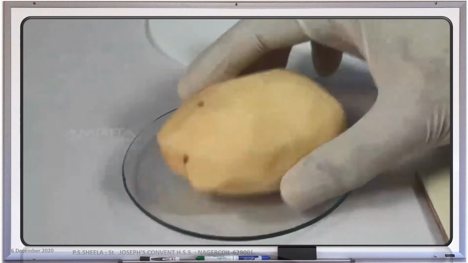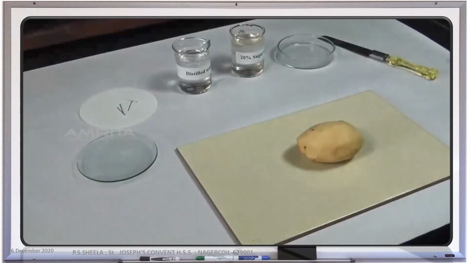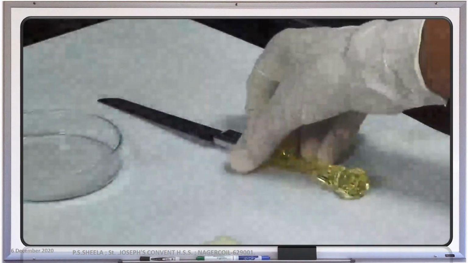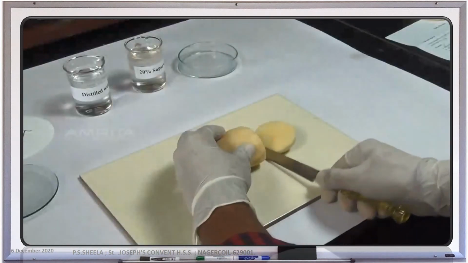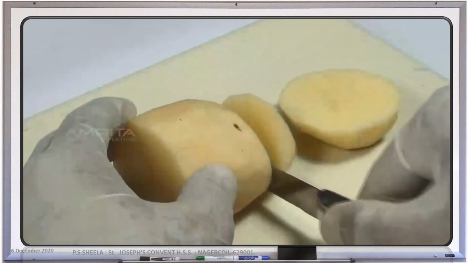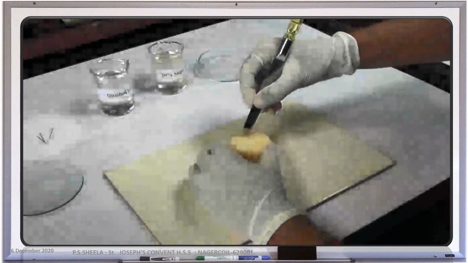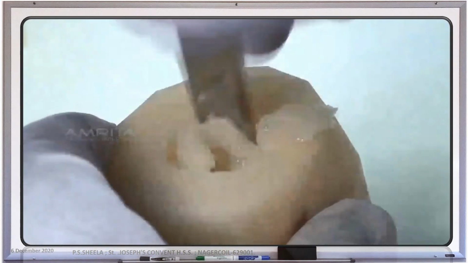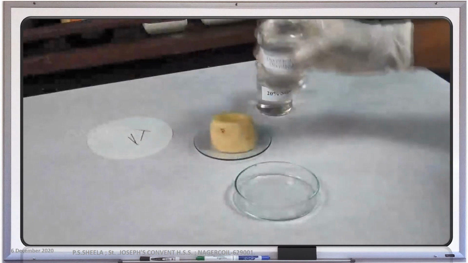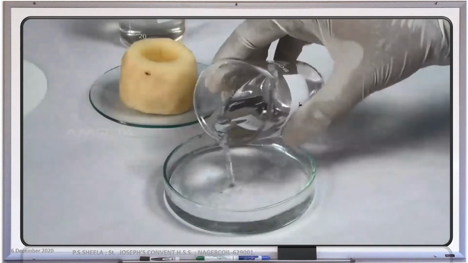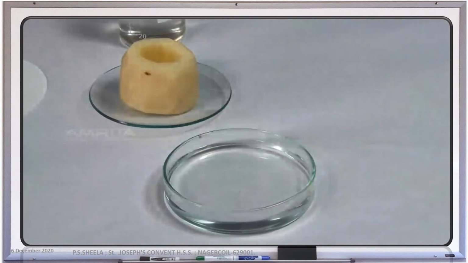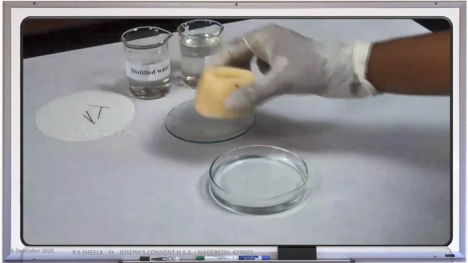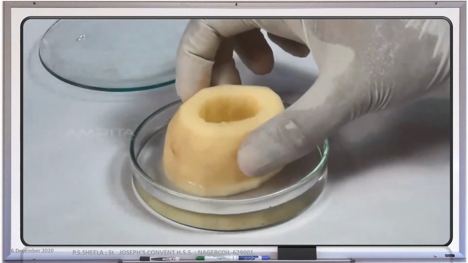Take a potato from the watch glass and place it on the tile. Take a knife and cut both ends of the potato to make it flat. Using the knife, make a cavity in the center of the potato from the flat side almost up to the bottom. Take a beaker containing distilled water and pour the Petri dish half full of distilled water. Now, place the potato on the Petri dish that is half full of water.